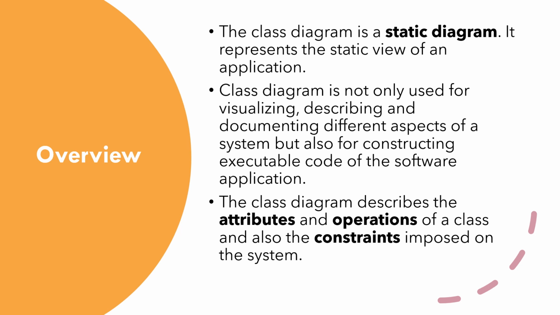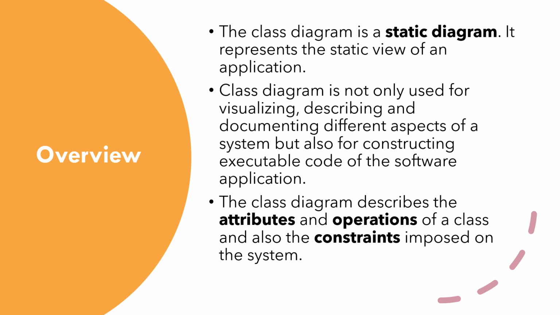Okay, so the class diagram is not only for visualization, describing and documenting different aspects of a system, but also for constructing executable code of the software application. So this is the goodness side of the class diagram, because more information is included in the representation. Unlike the ER, which gives us the same static diagram, it contains less information than the class diagram.